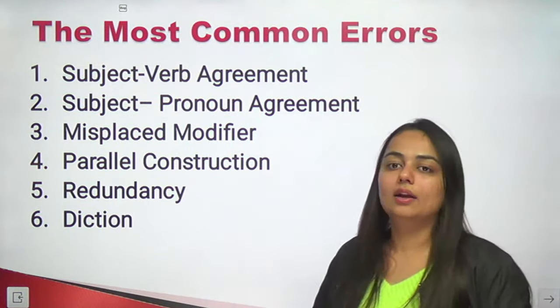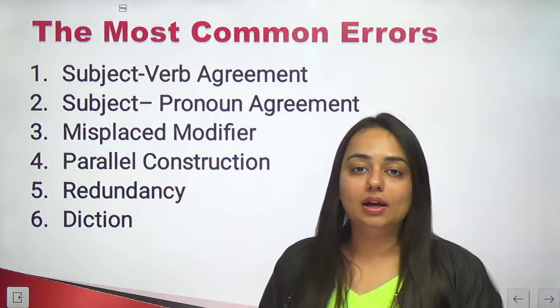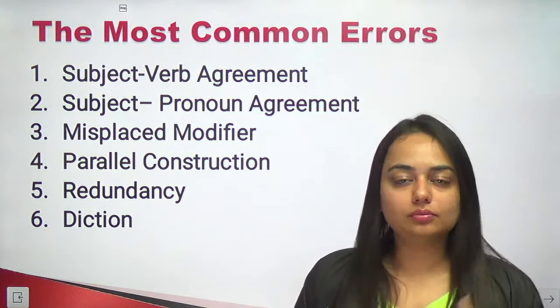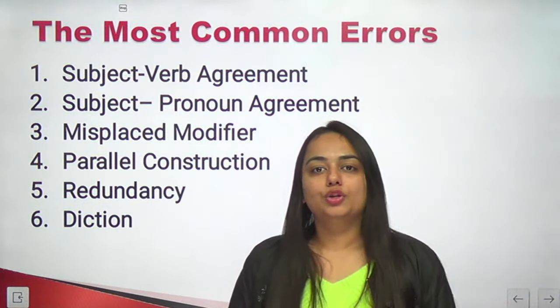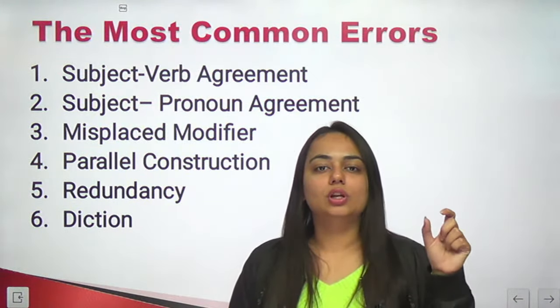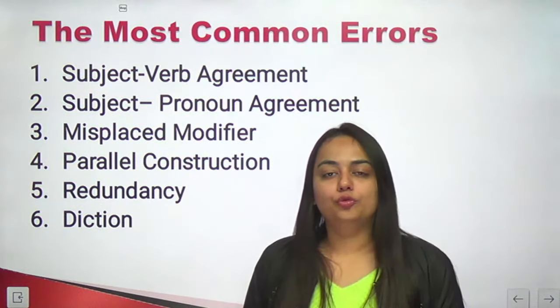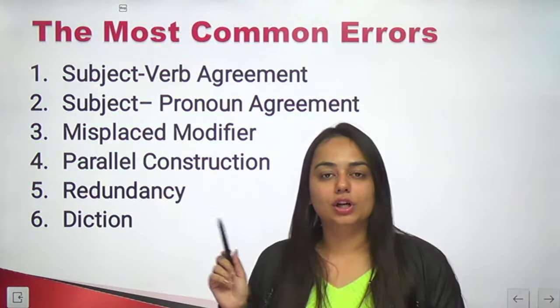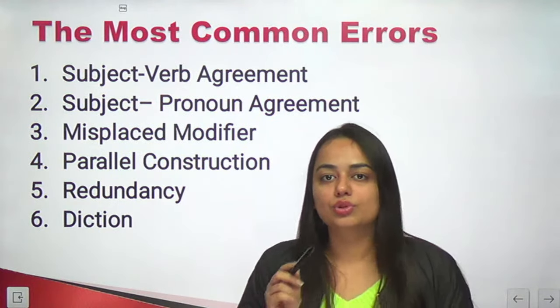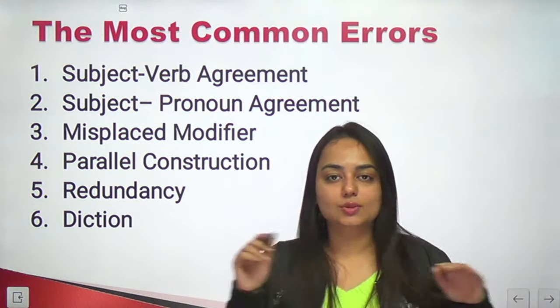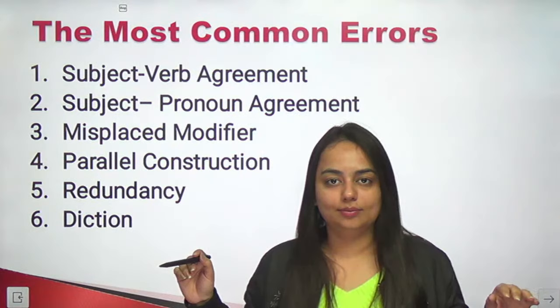Then there is parallel construction. Parallel construction explains, for example, you are adding grammatical units using the conjunction and. You've been using ing verbs, all of a sudden you cannot use the ed verbs with it. So this parallelism needs to be maintained.